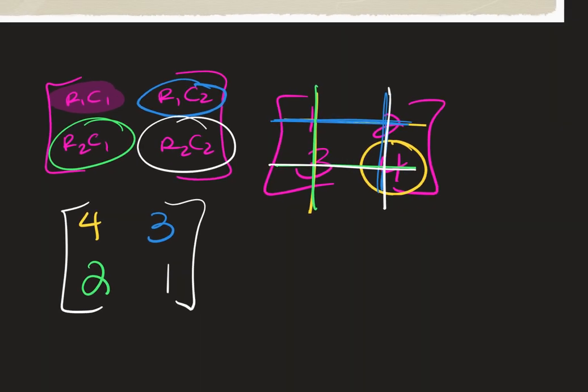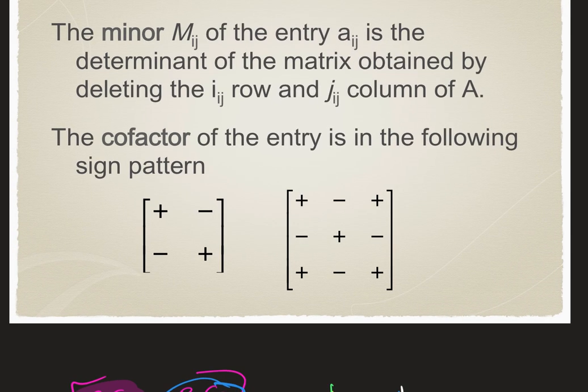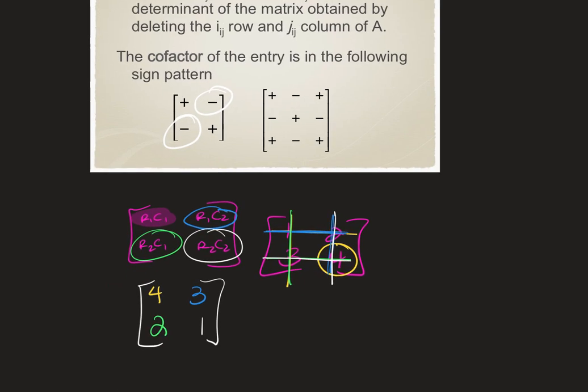But in a 3 by 3, it's going to be different, which is why I teach you to go ahead and cross them out. Then the cofactor takes that exact same thing and it changes the signs on those 2 locations. So the cofactor of 4, 3, 2, 1 is 4, -3, -2, 1. So the top right and the bottom left corners change signs.